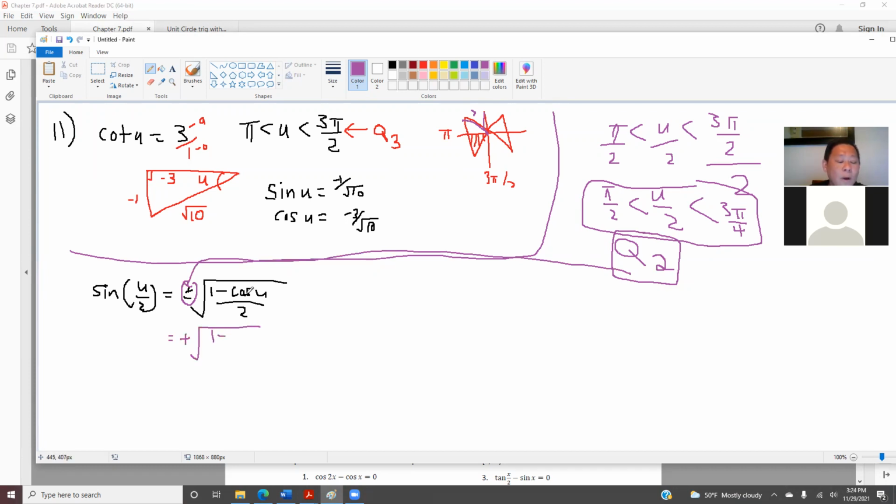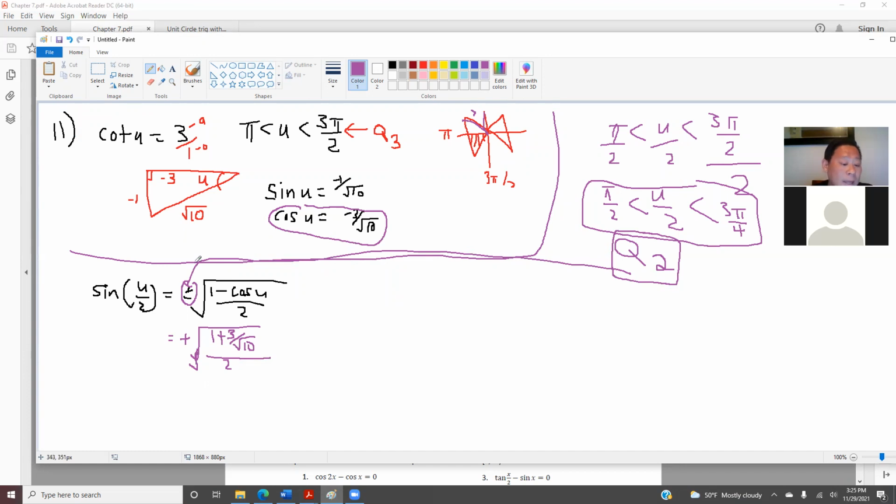1 minus, now what is cosine u? Again, cosine u is found by your SOHCAHTOA here. It's going to be plus a negative root 3 over 10. But since we got a negative, the two negatives will become positive. And this is still under the square root of, over 2, with all of it under the square root here.